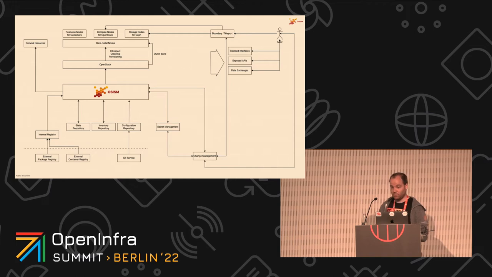And of course, we expose some interfaces and APIs and data exchanges. So data exchange is, for example, Prometheus for the metrics, or exposed APIs are then for the Ansible or for the OSISM itself. Exposed interfaces are the RabbitMQ management interface or the internal Horizon dashboard or some other internal admin interfaces. So the actors can access the infrastructure environment.